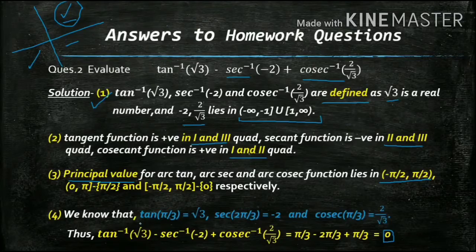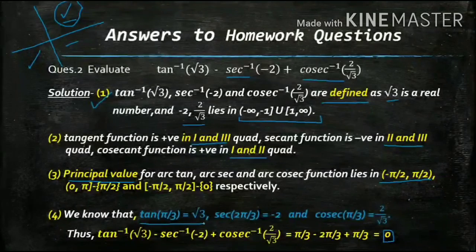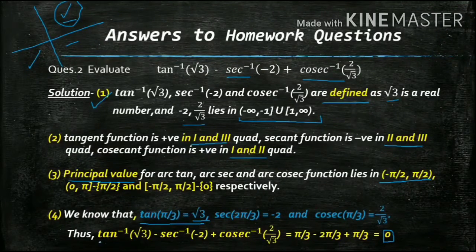Now you know that in the first quadrant, tan at pi by 3, that means tan 60, is sine 60 by cos 60, which is root 3. So you get this value, and therefore in this expression you write in place of tan inverse root 3, pi by 3. Now move to the second part.